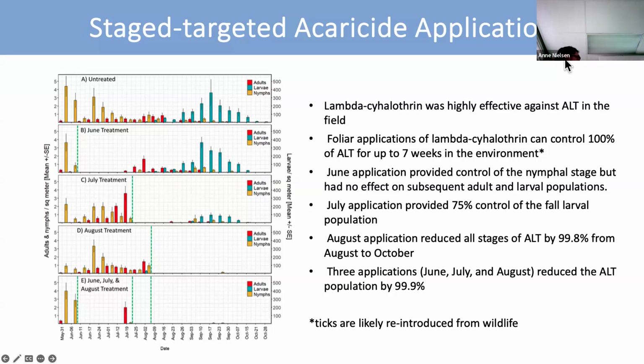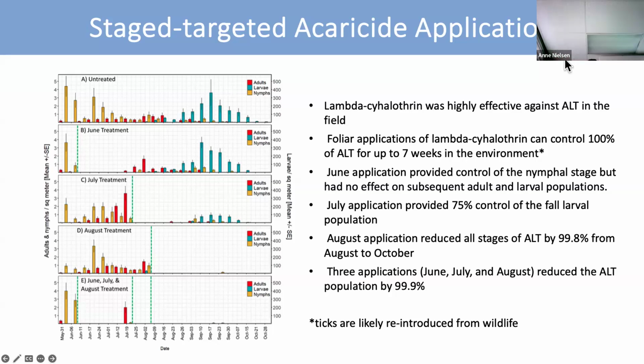The June application provided control of the nymphal stage, but it had no effect later on the subsequent adult and larva population. The July application provided 70% control overall, but we still saw a little bit of larva coming out later in the fall. And the August application basically controlled 99.8% of ticks from August to October. So it did very well. And then the 3 applications provided 99.9% control.